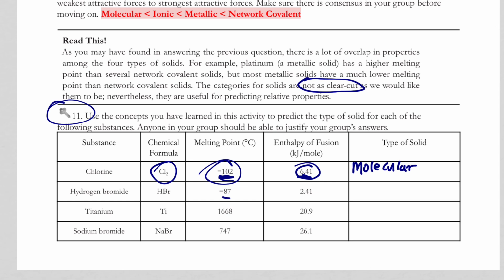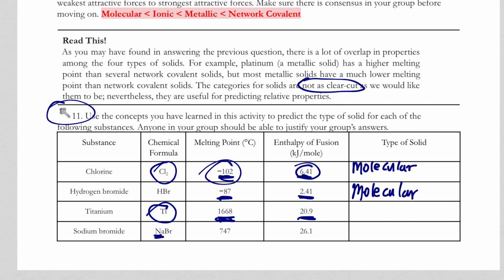Same with this one here. Those numbers are both fairly low, negative 87 and 2.41. Those are pretty low numbers. This is also likely to be molecular. Titanium, on the other hand, is 1668 and 20.9. What is titanium? Hopefully you know that it is a metal. So if it is a metal, what kind of solid could it be?